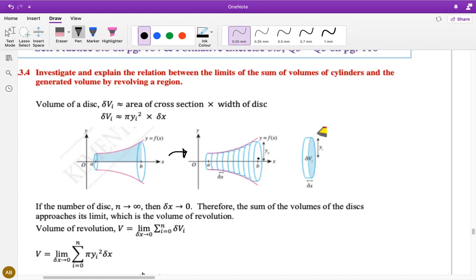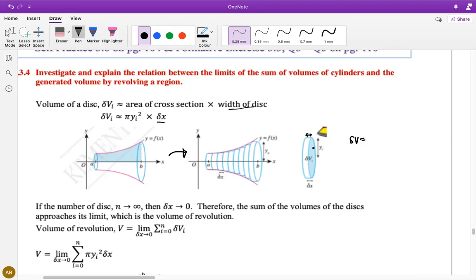If you investigate properly, we expand the diagram, so you can see the cylinder. This cylinder is delta V1, meaning a very small change of volume. It depends on the radius, the radius of y here. The formula for a cylinder is pi r squared h. Here the h will be the width of the disc, so delta x, and the area will be pi yi squared.